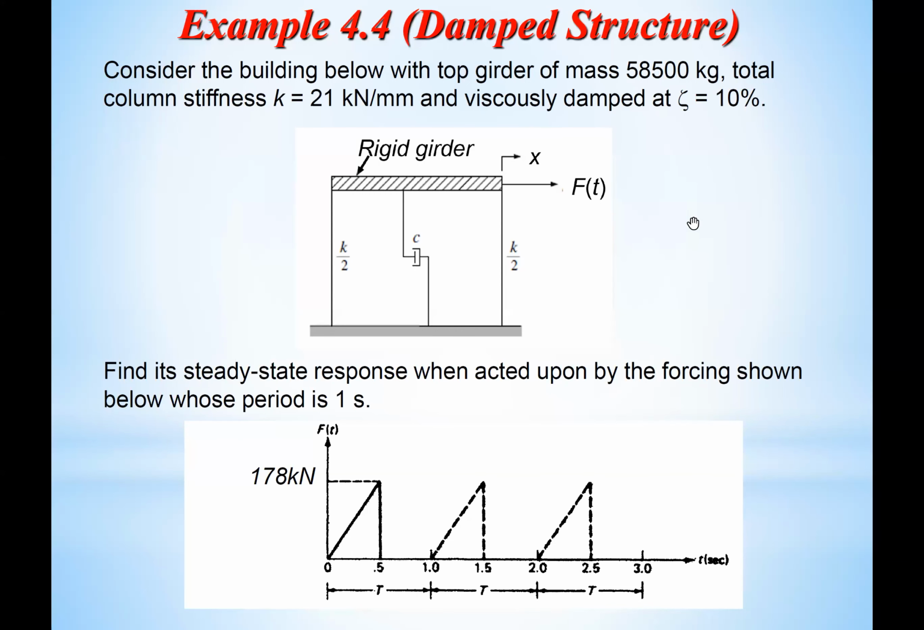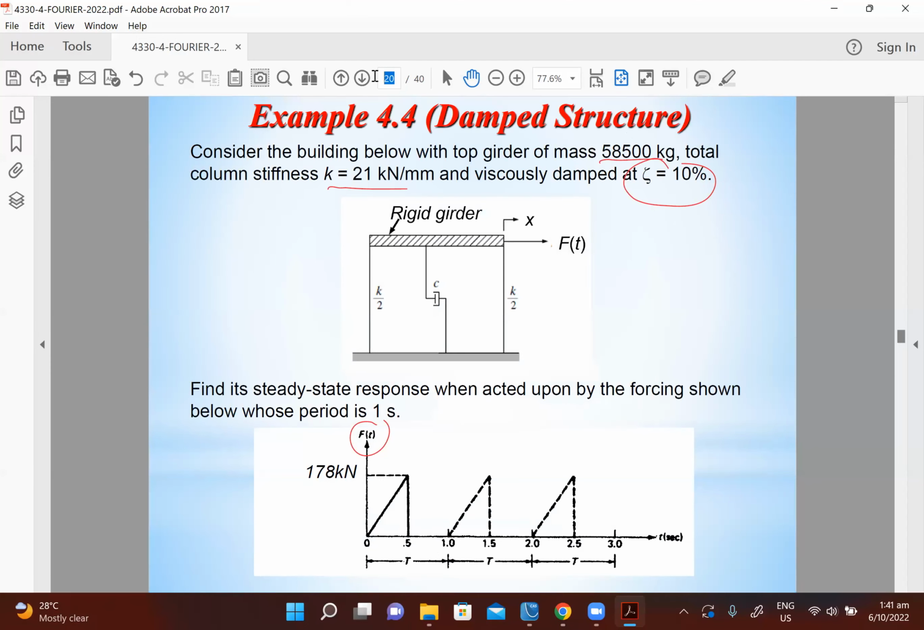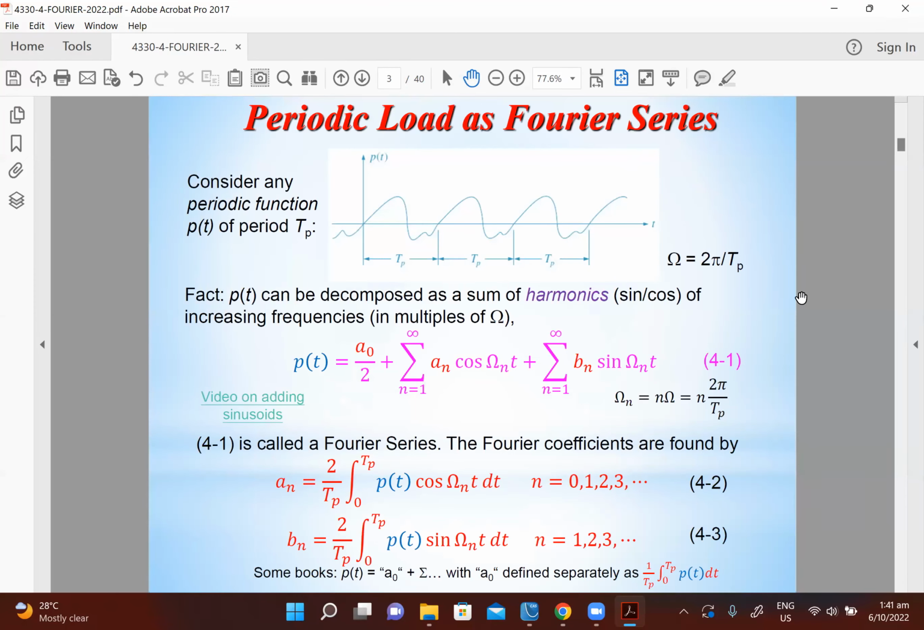In this video, I'm going to show you how to solve this vibration problem with the Fourier series method for a damped structure, damped at 10% viscous damping, and we're given the mass and the stiffness. The force will first be decomposed into a Fourier series, and then we're going to use its Fourier coefficients to let us compute the solution. Let's first take a look at the formulas that we're going to use.